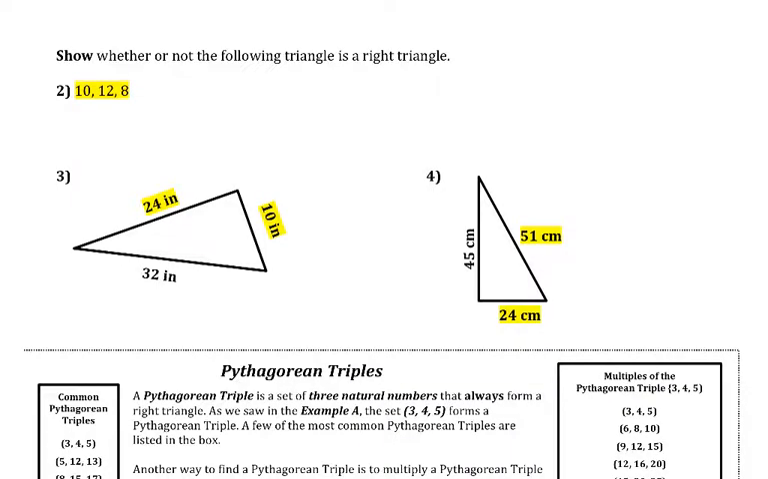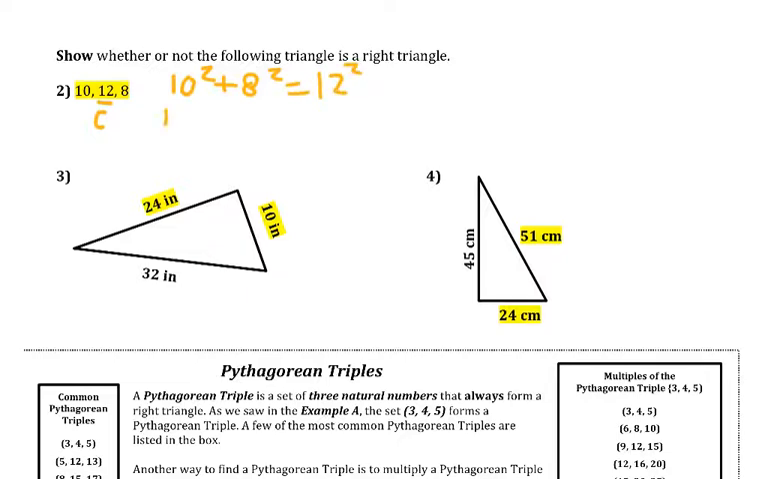For these next three problems, we're going to show whether or not the following triangle is a right triangle. So number 2, we have the lengths 10, 12, and 8. Well, first we want to identify which one's the hypotenuse, or C. So we look for the longest length, which is 12. So this is C. The other two, it doesn't matter. So I'm just going to write out our Pythagorean Theorem equation. So 10 squared plus 8 squared equals 12 squared.